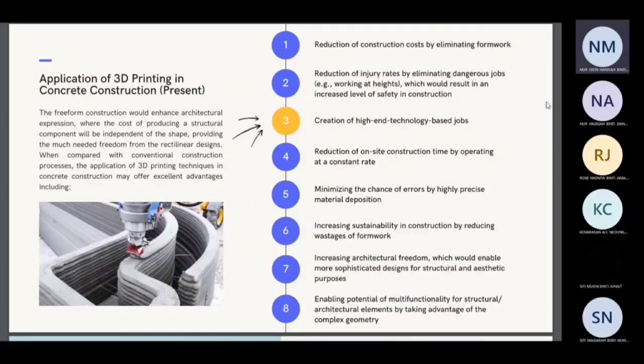Third, creation of high-end technology-based jobs. Fourth, reduction of on-site construction time by operating at constant rate. Fifth, minimizing the chance of errors by highly precise material deposition. Sixth, increasing sustainability in construction by reducing wastages of formwork. Seventh, increasing architectural freedom, which will enable more sophisticated designs for structural and aesthetic purposes. Eighth, and lastly, enabling potential of multifunctionality for structural or architectural elements by taking advantage of the complex geometry.